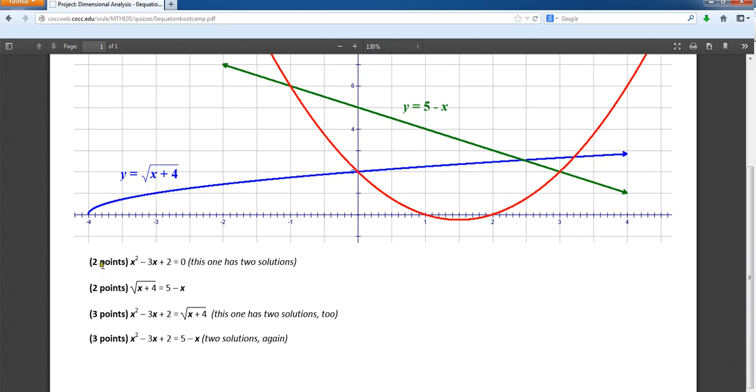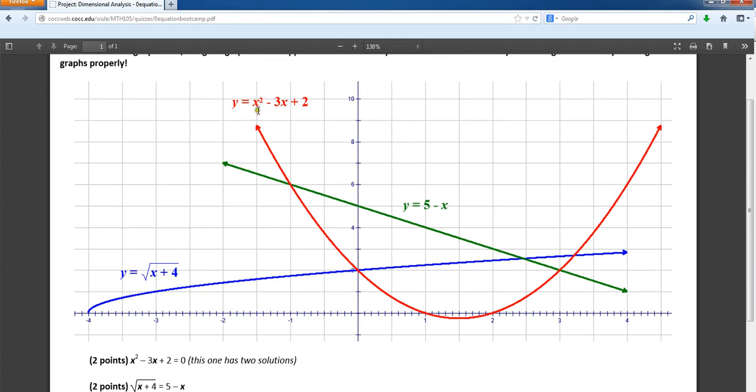The first one is x squared minus 3x plus 2 equals 0. I said this one has two solutions. Some of you can't resist the urge to solve it manually, and that's totally fine. But my point is, if this is the equation and you're looking for where this equals 0, you're just looking for where y equals 0. So y equals 0 at x equals 1 and x equals 2. So those are your solutions, x equals 1 and x equals 2.